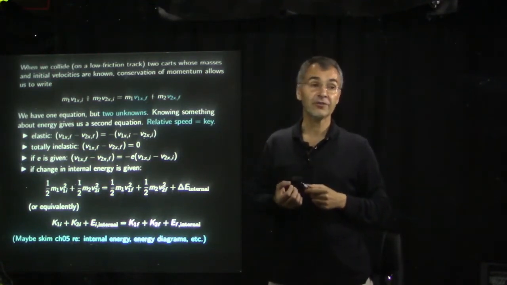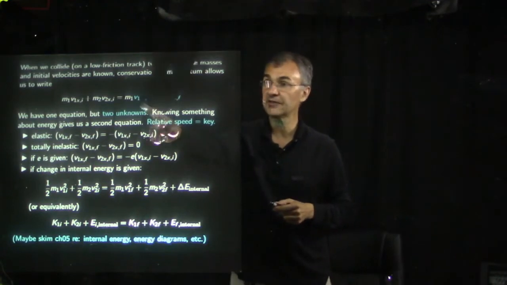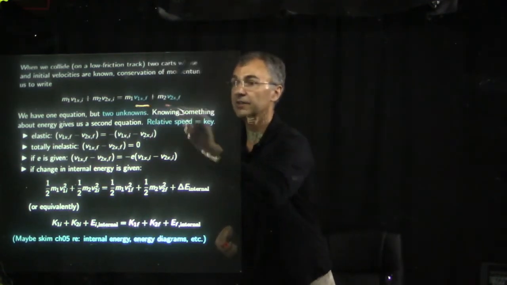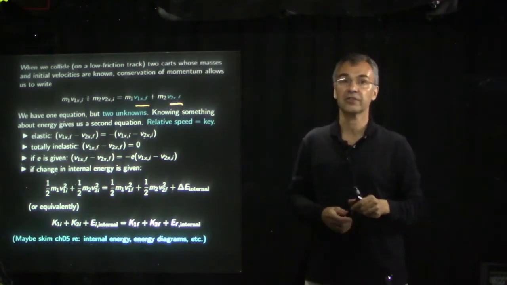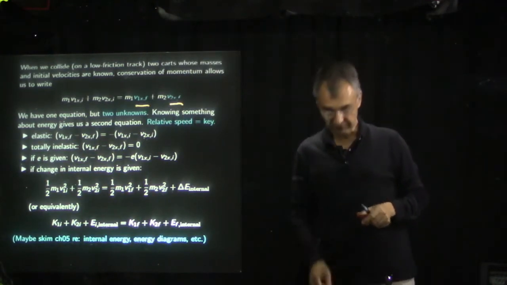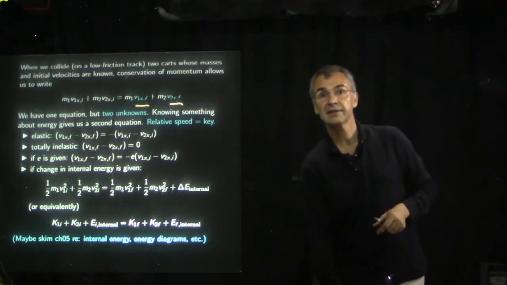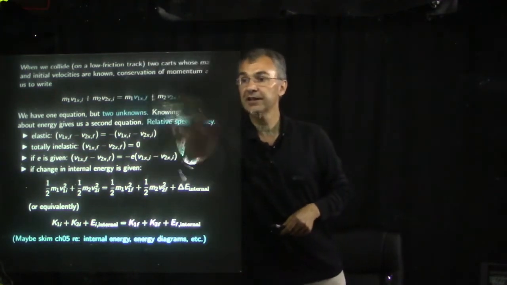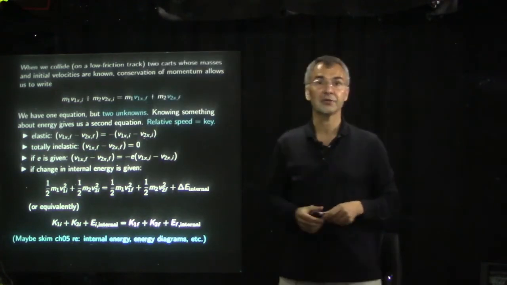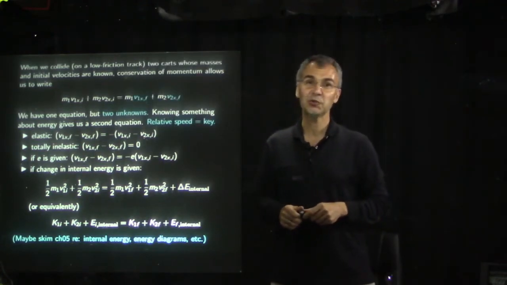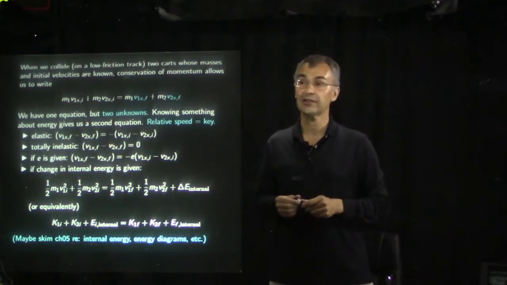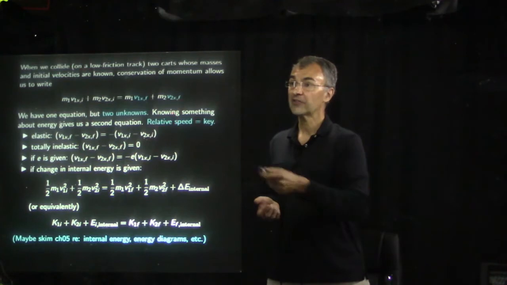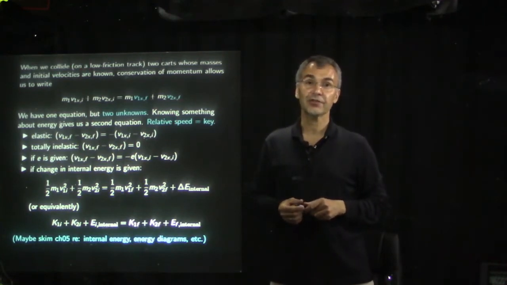That's one equation we can write down, but notice that this one equation has two unknown variables. There's v1x in the final state and there's v2x in the final state. So you have one equation, but two unknowns in the final state. And you know that in order to solve for two unknowns, you would need two equations. So what is that second equation? Well, knowing something about energy gives us a second equation.